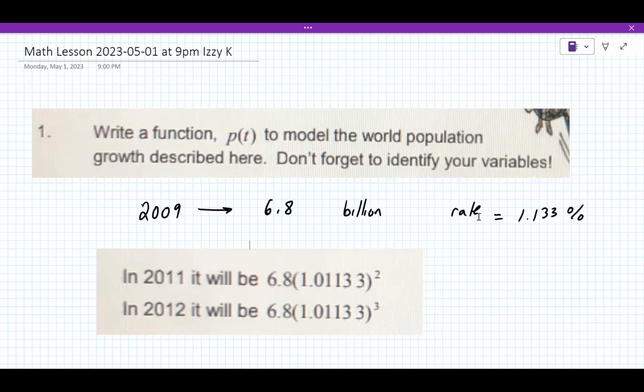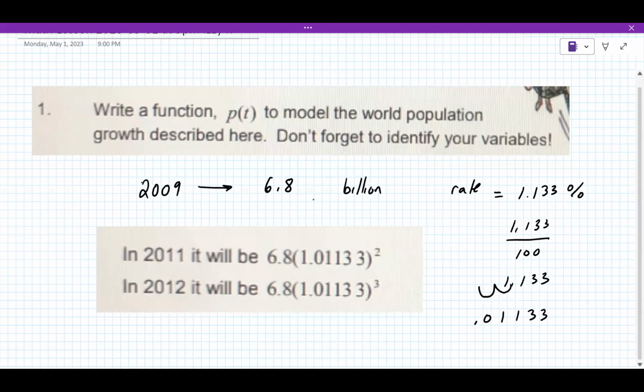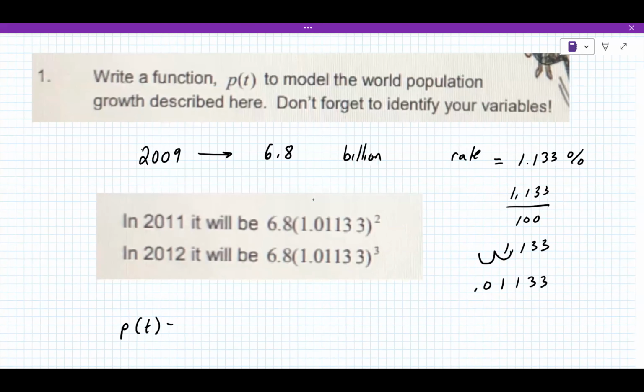2009. The other thing you're going to notice is that this percentage has been converted to a decimal. You convert it to a decimal by dividing by 100, which moves the decimal to the left 2 places, like that. But then you might be saying, well, why is there a 1 there? Well, because there's a bit more. So this is just all the startup here. The function that you're looking for is the initial amount, P0, times 1 plus R to the power of T.